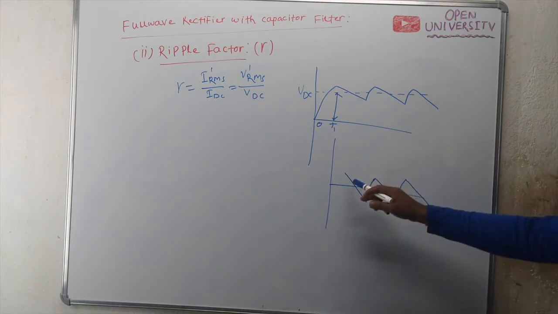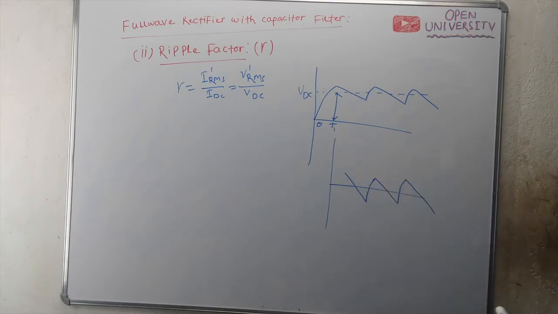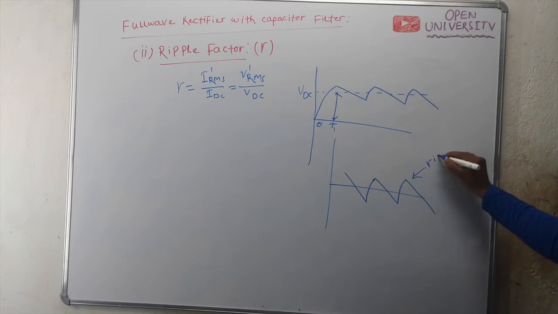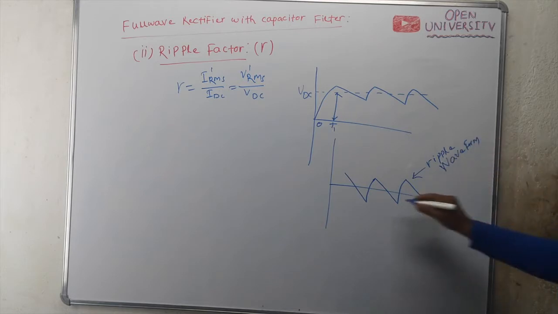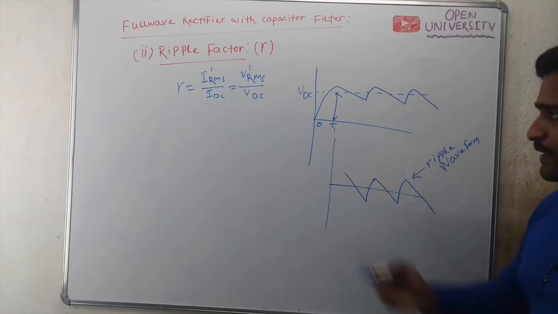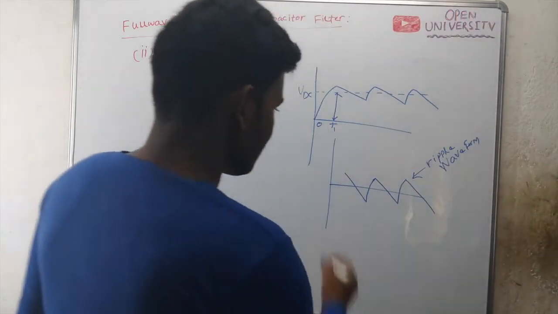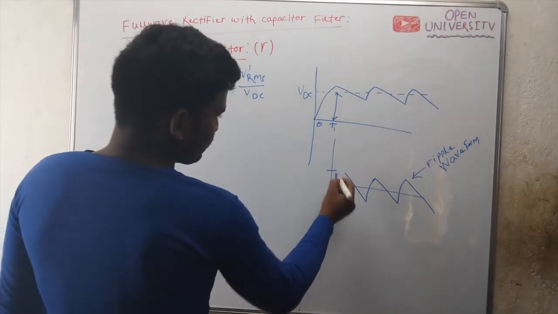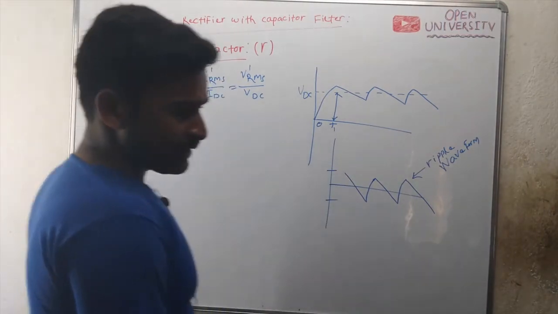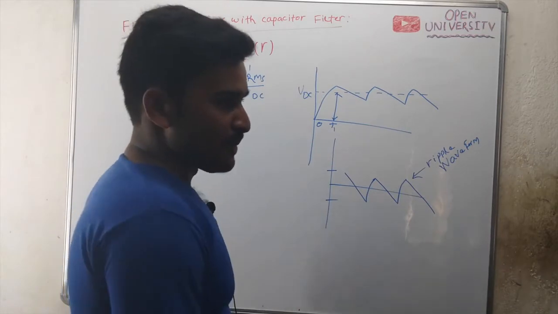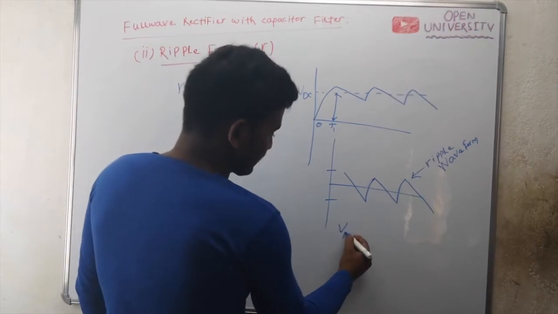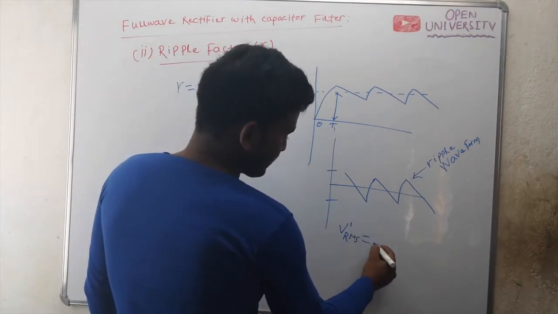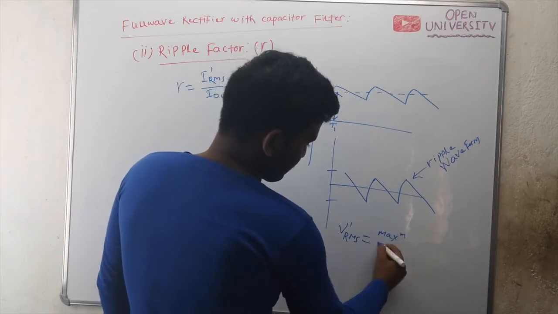You can approximate the ripple waveform. This waveform you can say is a ripple waveform. Ripple waveform means waveform of the AC component. My interest is to find the RMS value of this waveform. In order to know the RMS value, we know that the RMS value of a triangular waveform is maximum value by root 3. VRMS will be maximum value by root 3.